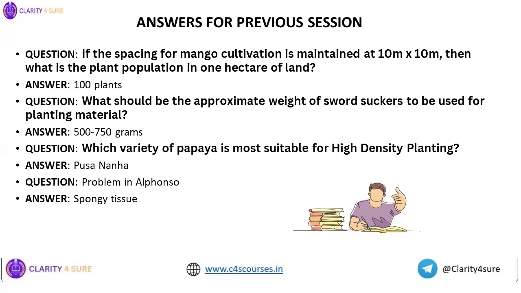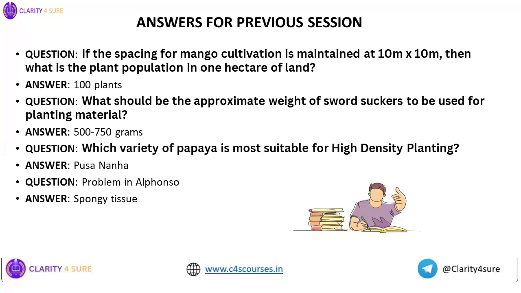So in order to calculate plant population, you have to divide the total area by the total spacing, right? Total area by the total spacing. The important thing to remember here is that you need to convert the units of both the total area as well as the spacing to the same unit. I mean, 1 hectare, so convert it first to 10,000 square meters. And then in this situation, 10,000 square meters divided by 10 into 10 square meters. So that way it will come.